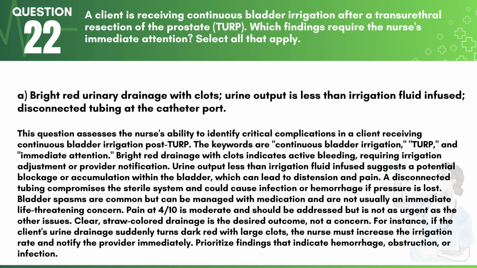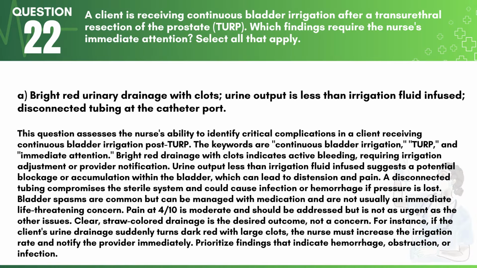Answer: bright red urinary drainage with clots, urine output is less than irrigation fluid infused, disconnected tubing at the catheter port. This question assesses the nurse's ability to identify critical complications in a client receiving continuous bladder irrigation post-TURP. The keywords are continuous bladder irrigation, TURP, and immediate attention. Bright red drainage with clots indicates active bleeding, requiring irrigation adjustment or provider notification.